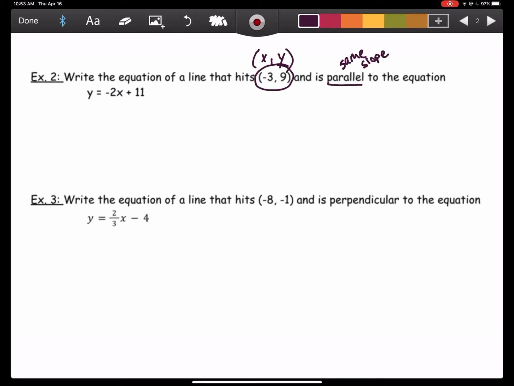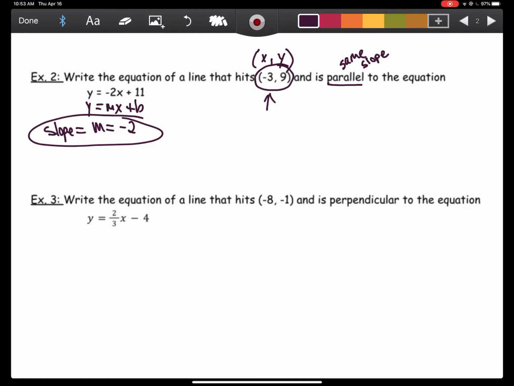And I'm going to think about y equals mx plus b, and I'm going to pull out what the m is equal to. And remember, m is slope, and that's what I need. So in this equation, the m is -2. And if I'm trying to write the equation of a line that hits this point and has the same slope as this equation, that means that I need this slope, m equals -2, and I need this point, okay?